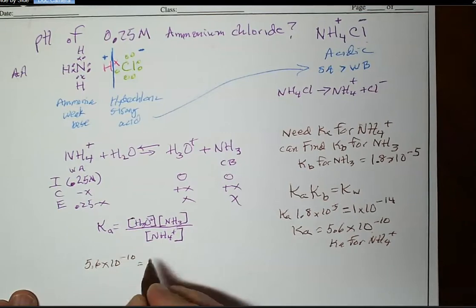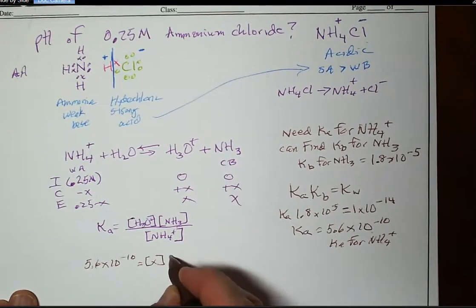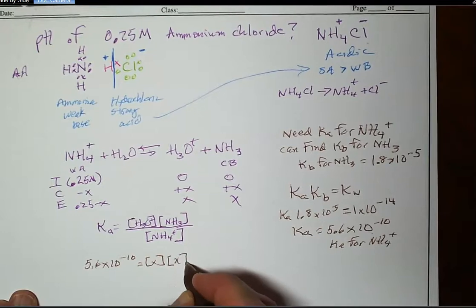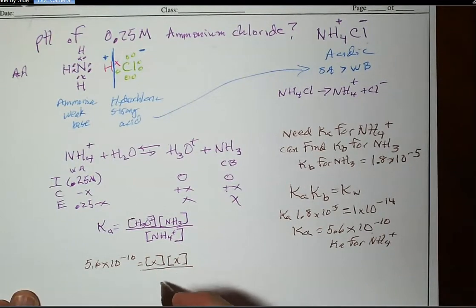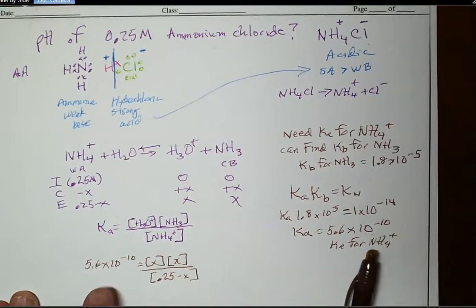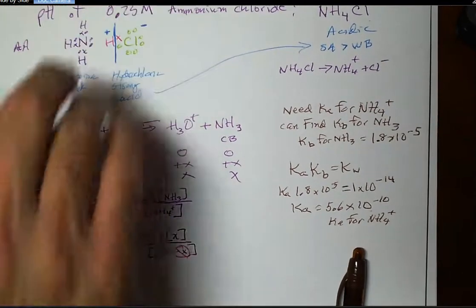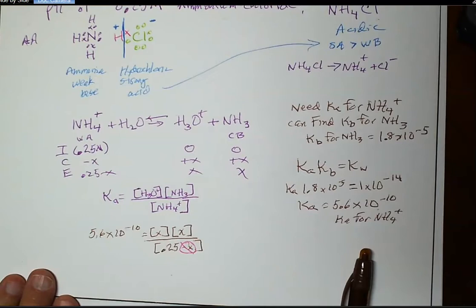So I'm going to bring that over here, and we're going to say that 5.6 times 10 to the negative 10 equals, hydronium is represented by X, ammonia is represented by X, and the ammonium concentration is 0.25. Again, it's actually 0.25 minus X, but since our Ka is this small, we know that that X is going to be ridiculously small. We'll just ignore it. That'll make the calculations easier. Yeah, it turns them into estimates, but that's okay.